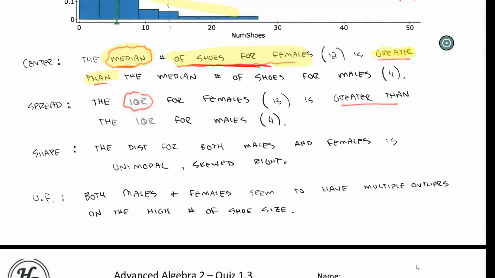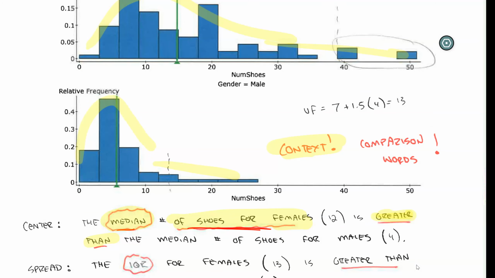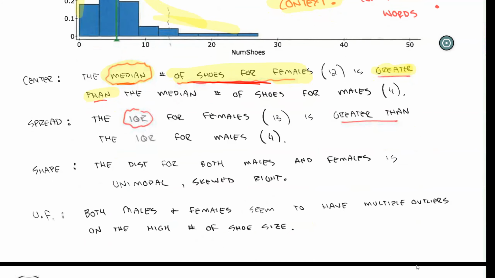Shape, I said both distributions are unimodal skewed right. Now some of you might think that this one is bimodal, and I probably would not mark that wrong on a test, but I don't think that's a significant little bump. I'm just going to say unimodal skewed right. This one's definitely unimodal skewed right. Don't need a comparison word there.